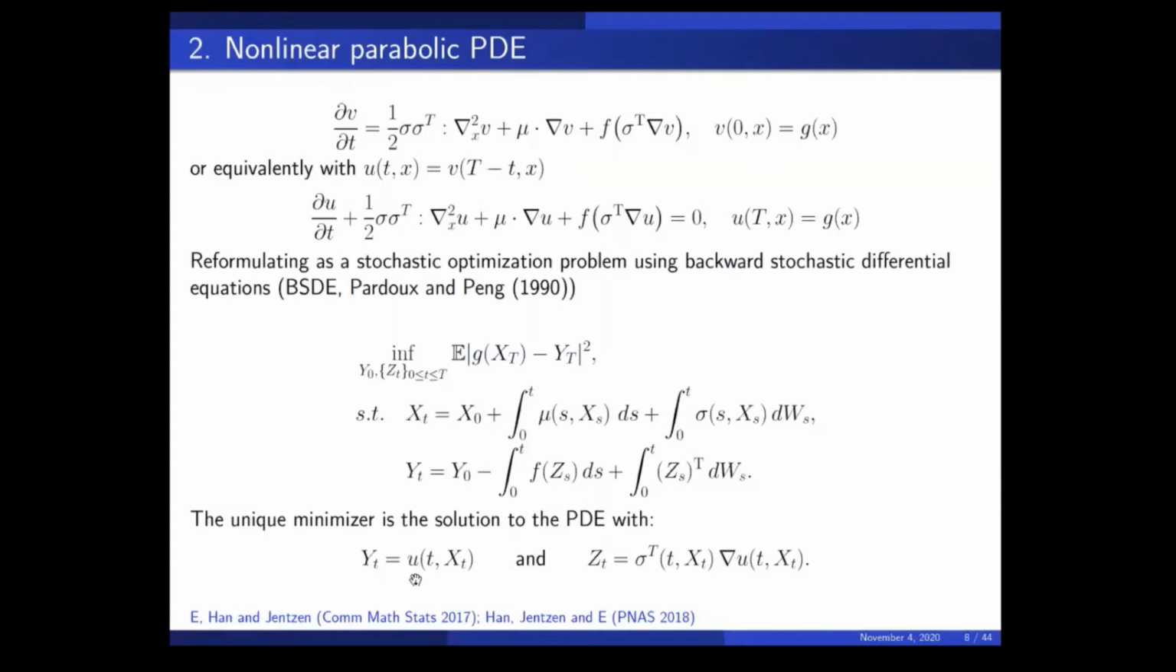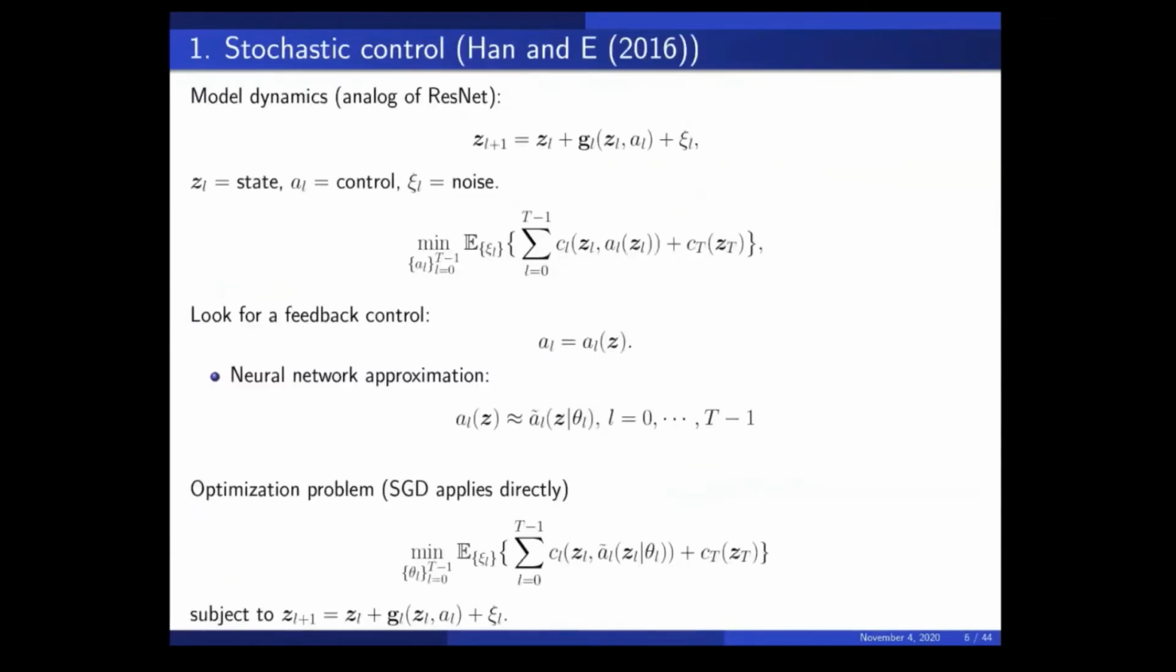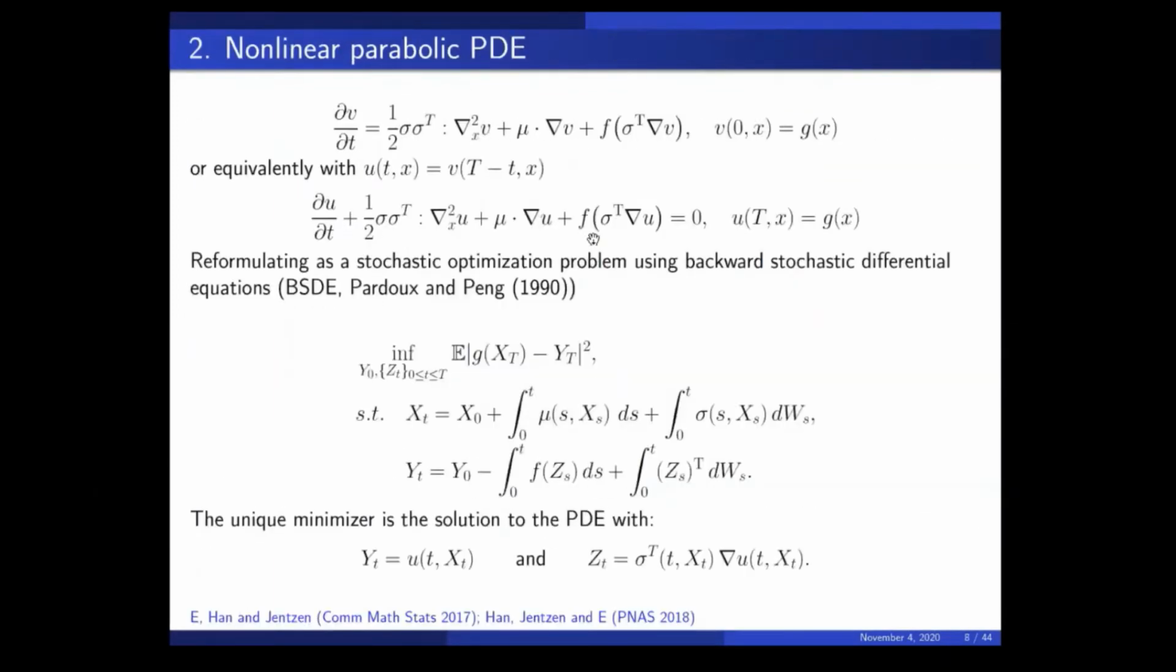Now the equivalence between this and this is given by this. So Y is actually the solution u at the process X, and the process X is defined by this Ito dynamics. And process Z is defined by sigma transpose grad u. This is called the nonlinear Feynman-Kac formula, it gives an alternative formulation of the nonlinear problem. So now, since we formulate the problem in this type, and this is exactly the same as this problem, we're going to use these kinds of ideas to develop algorithms for solving this nonlinear PDE.